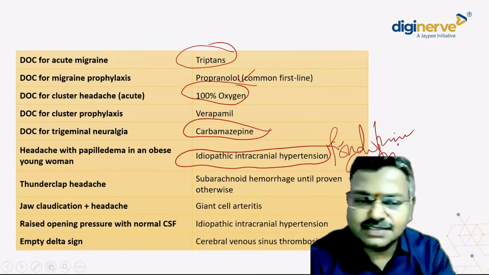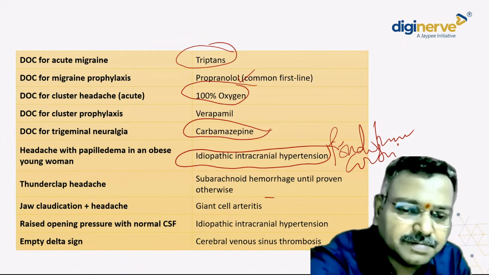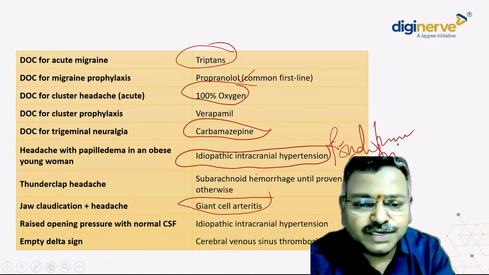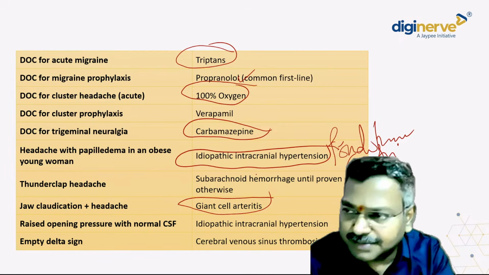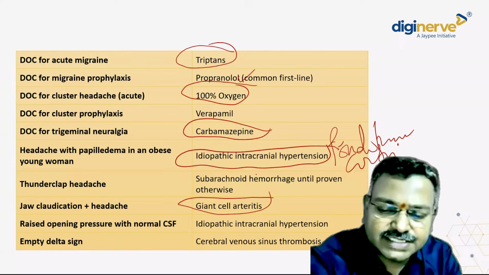Thunderclap headache is subarachnoid hemorrhage. Jaw claudication and headache on one side in elderly people is giant cell arteritis: start steroids, very important. Raised opening pressure with normal CSF is idiopathic intracranial hypertension, and the empty delta sign, which I showed you, is CVT. So these are certain questions that they can ask you.